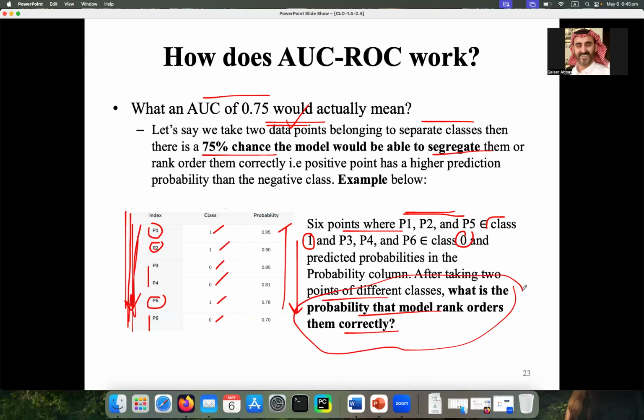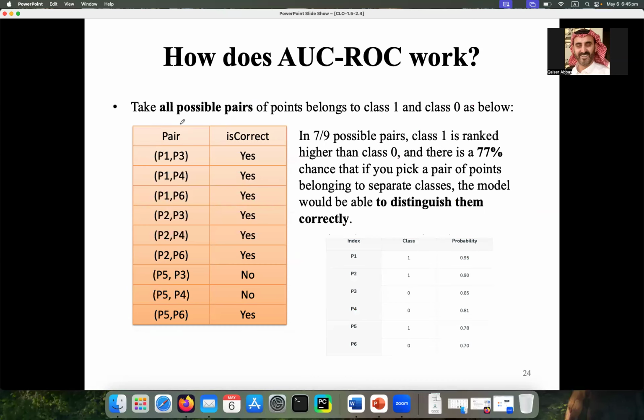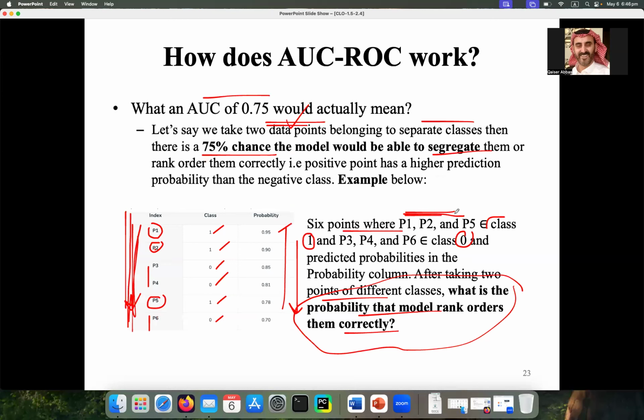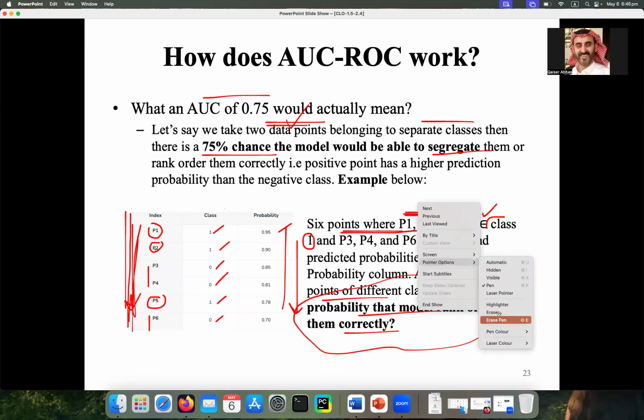You have to make all the possible pairs first. You have to make all possible pairs of these 2 groups. One group is P1, P2, P5. This is for class 1. The other group is P3, P4, P6. This is for class 0. So you have to build pairs. How can you make pairs?